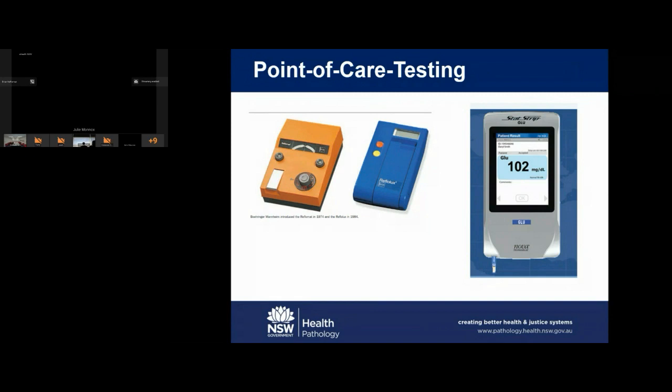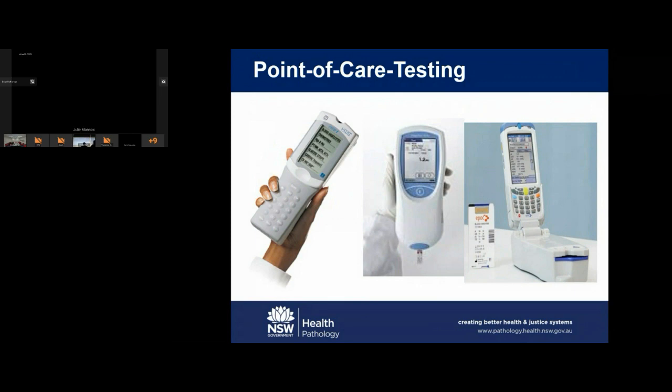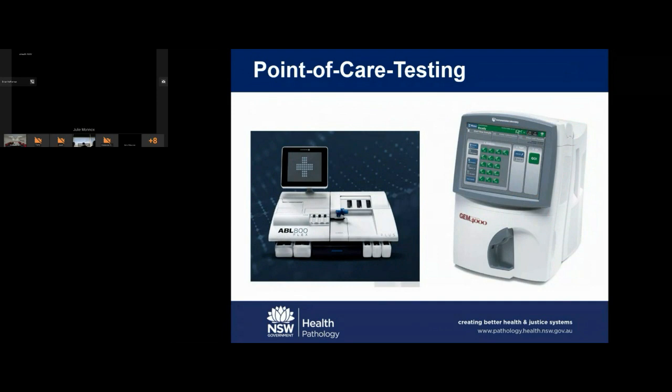A lot of people online are familiar with our common handheld devices. All of these are battery powered. Then we move into the larger benchtop blood gas type instruments, but they're still considered point of care, point of care being testing done near the patient. So how do we get good quality point of care results?